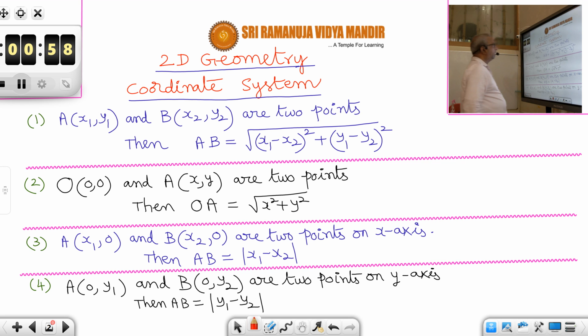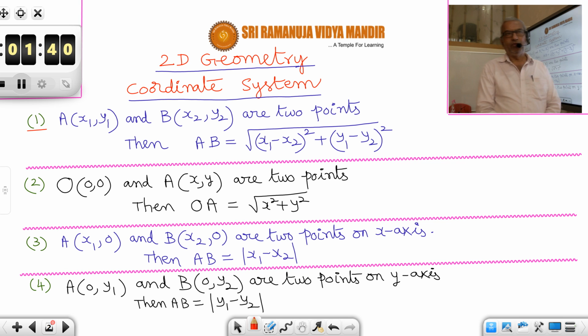Coordinate system. So we are starting two-dimensional geometry with coordinate system. I think in your high school level you have these basic formulae, distance between 2 points. First formula is distance between 2 points. Suppose A(x1, y1) and B(x2, y2) are 2 points in the coordinate plane, xy plane, then the distance between them, AB, is given by the formula AB is equal to square root of (x1 minus x2) whole square plus (y1 minus y2) whole square.